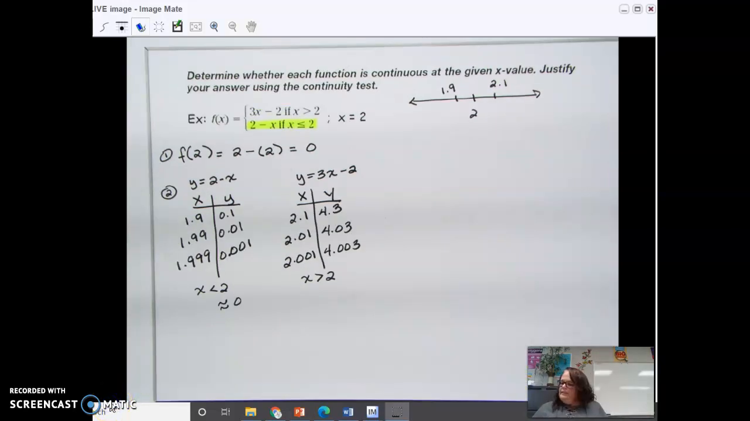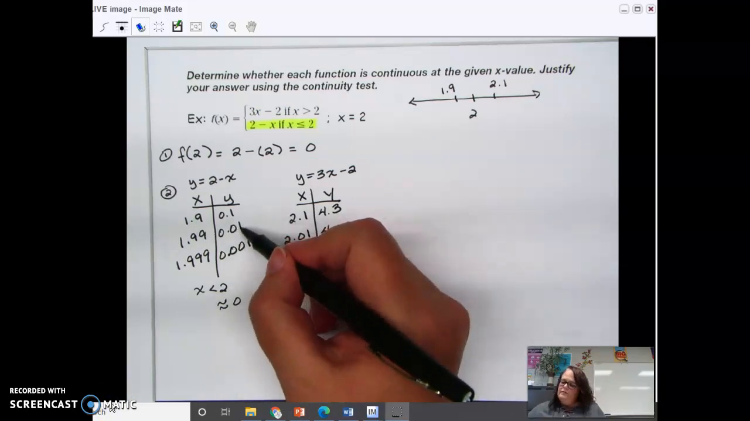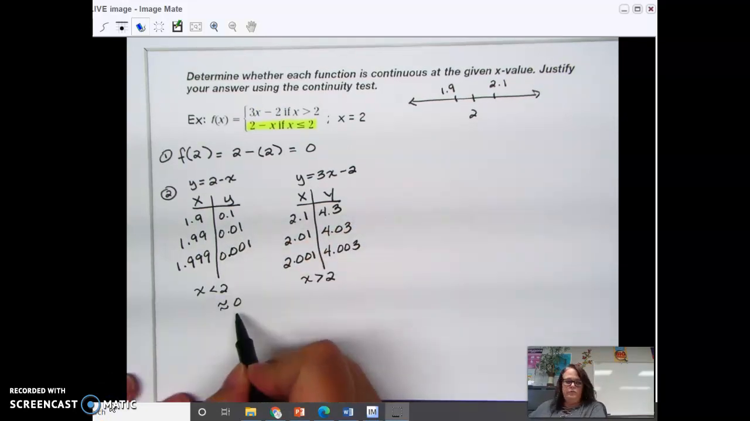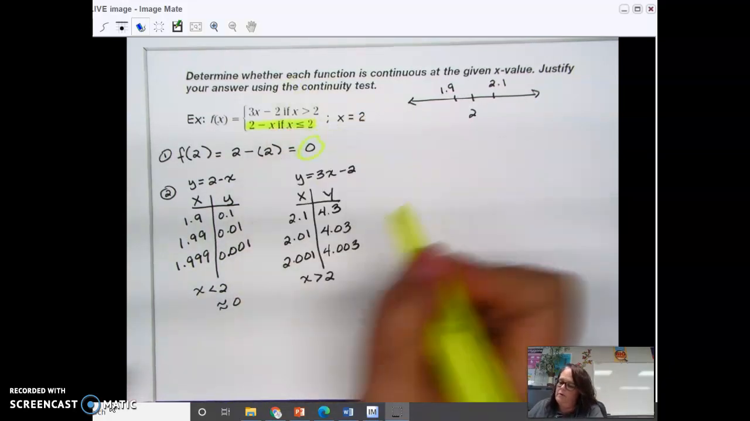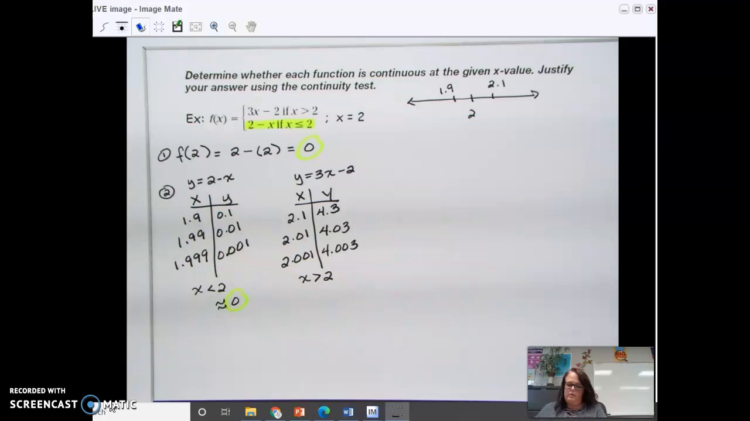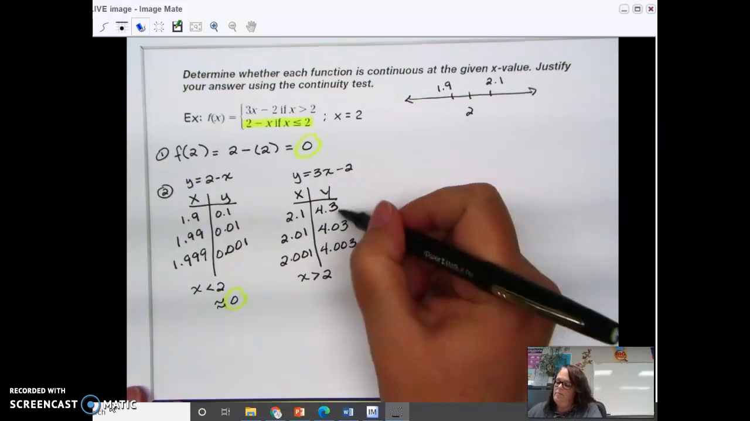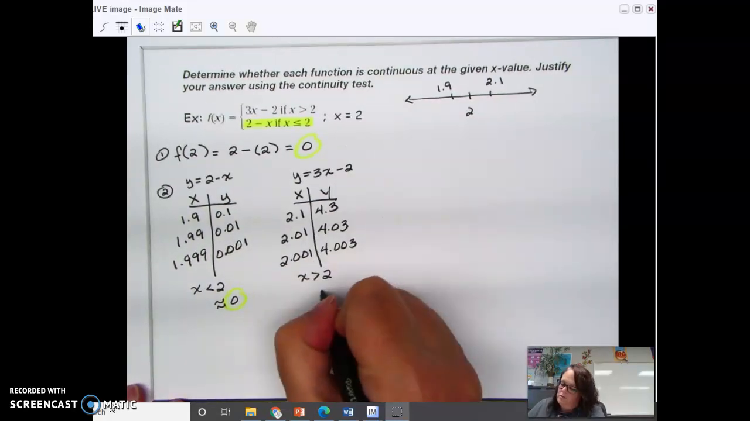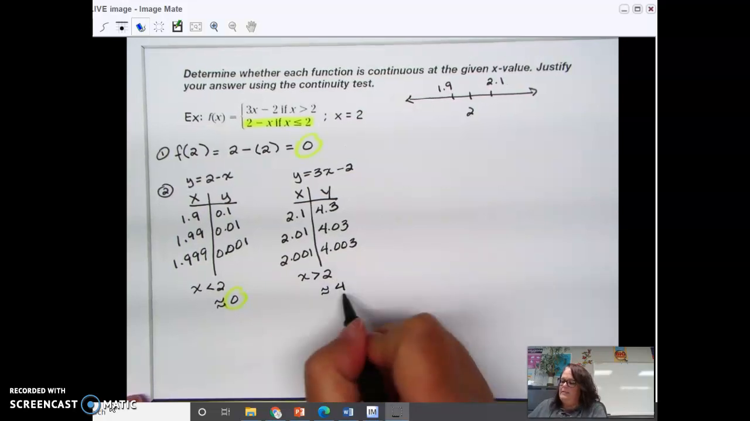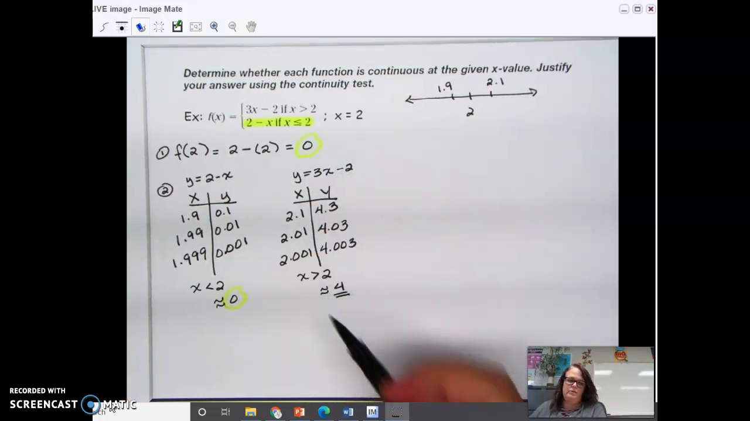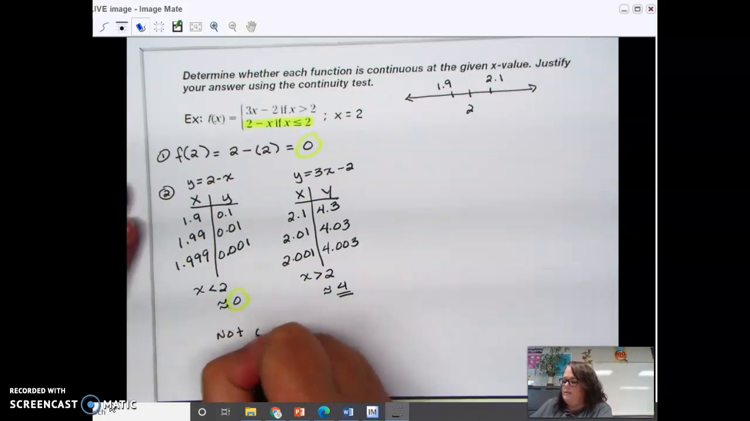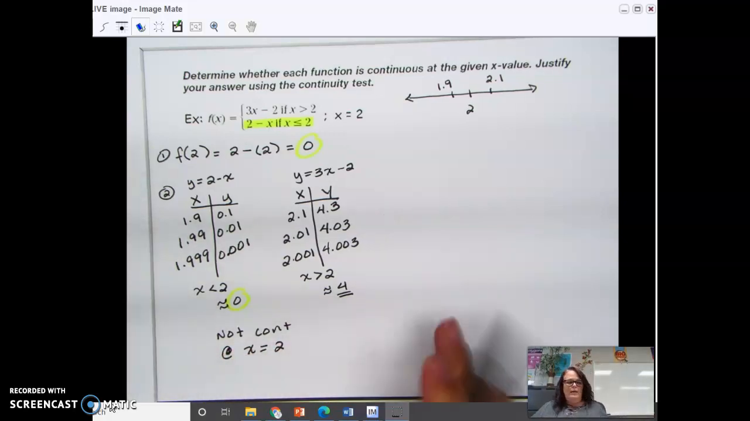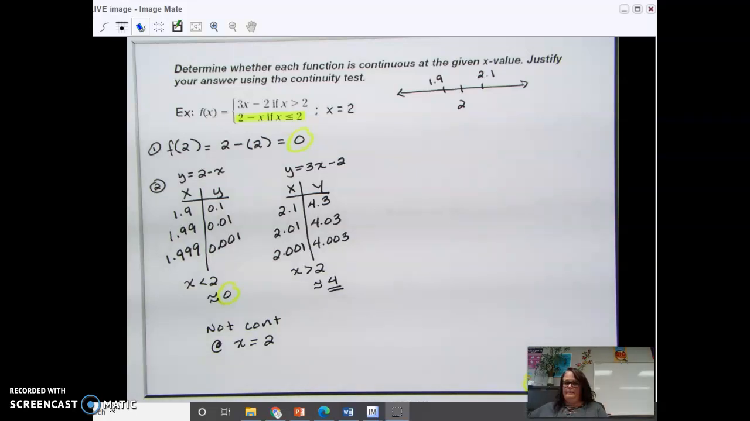All right, so I got these values, and what I noticed on the left is my y values were getting closer and closer to 0, and that's good news because I had a y value of 0 here, and now I have a y value of 0 here. But over here, these are getting closer and closer to 4. Do you see that 4 does not match the other two? Because they don't all match, we have to say that it's not continuous at x equal to 2.